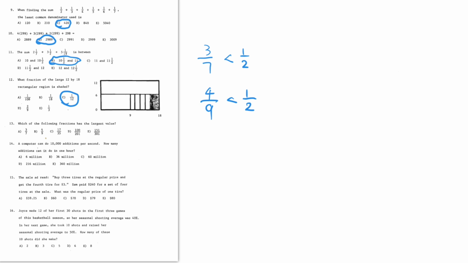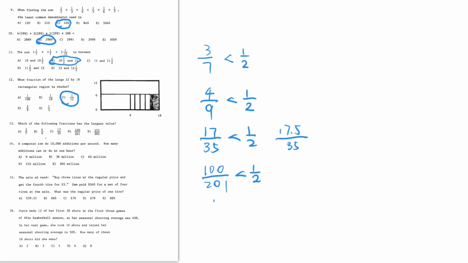So 1/2 is 4.5/9. And the same thing, 17/35 is still less than 1/2. So 1/2 is 17.5/35. And D is 100/201, still less than 1/2. 100/200 is 1/2, and this is 201.